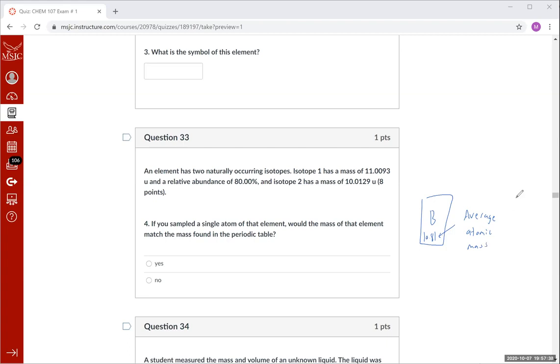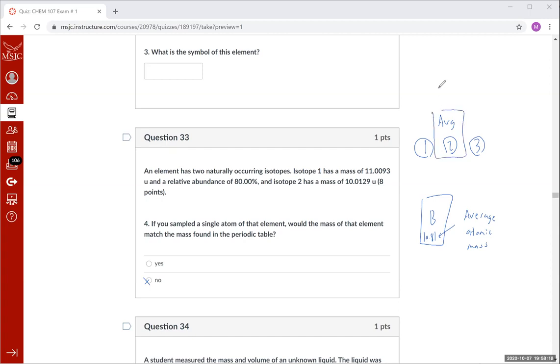So if we have an average atomic mass, will that match the mass of an individual isotope? No, it wouldn't. By definition, an average will be different from the two numbers that you average together. Just inherently. For example, if I have 1 and 3, my average will be different from these two numbers. It would be 2, right?